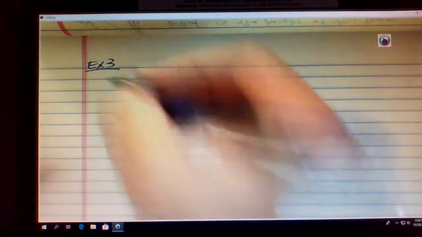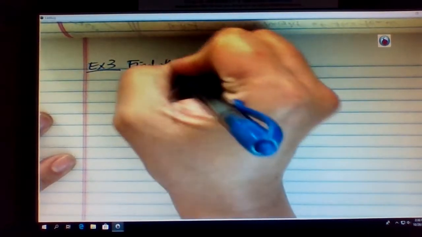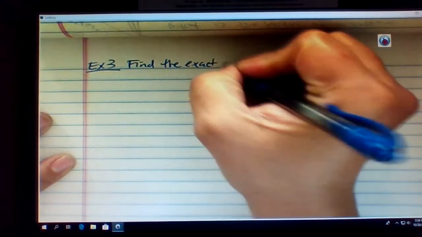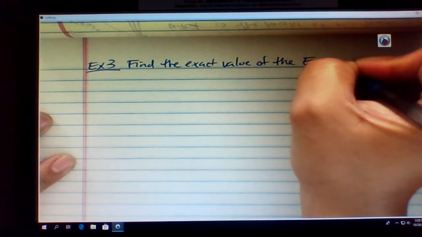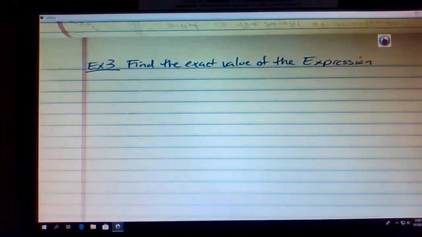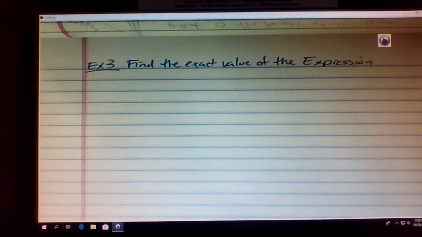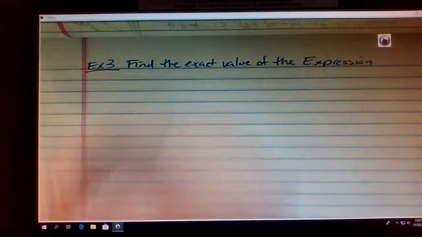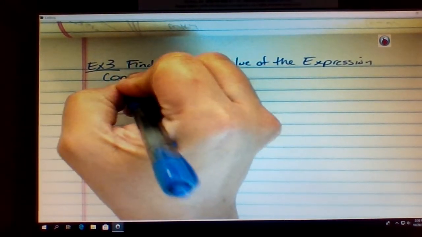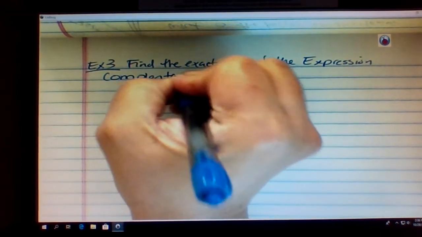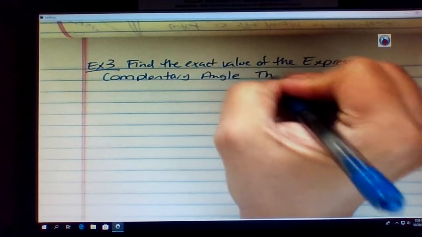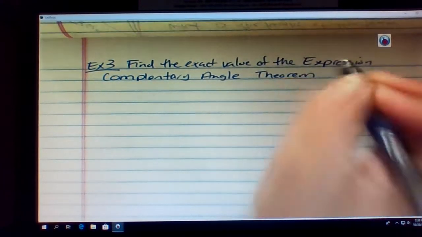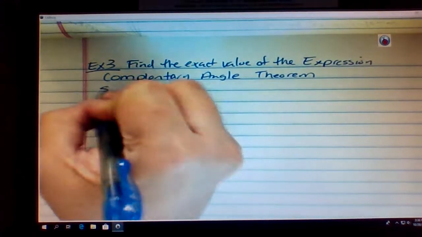They're going to say, can you please find the exact values of the expression? Now, something you need to understand, and let me write this first. Complementary angle theorem. They're telling you that sine of 30 degrees is the same thing as cosine of 60 degrees.